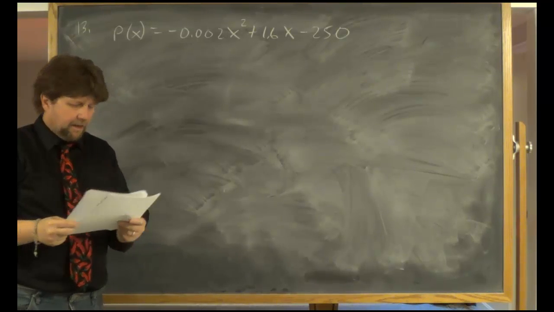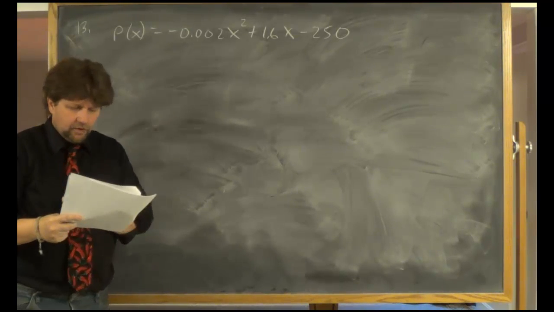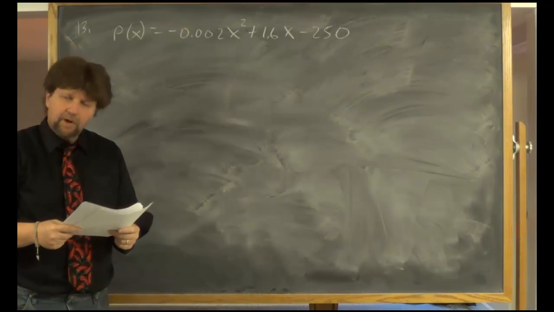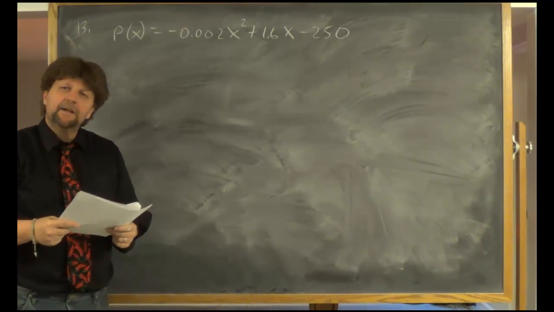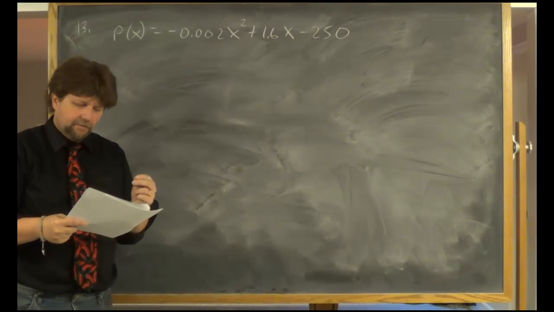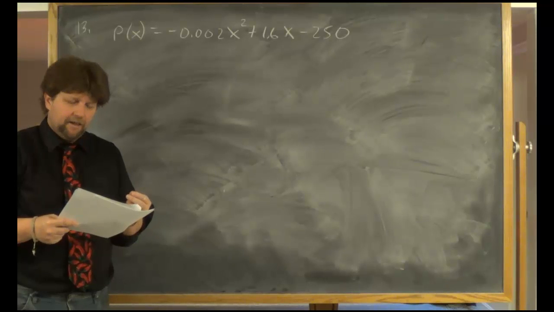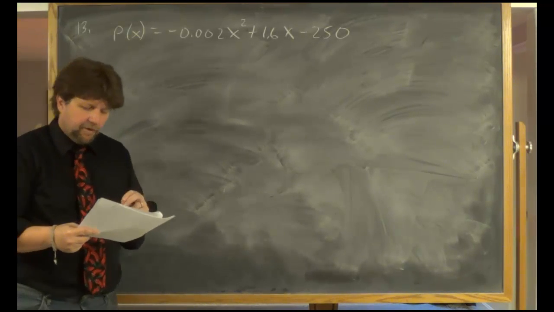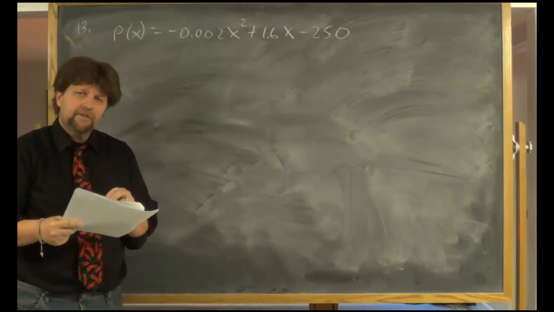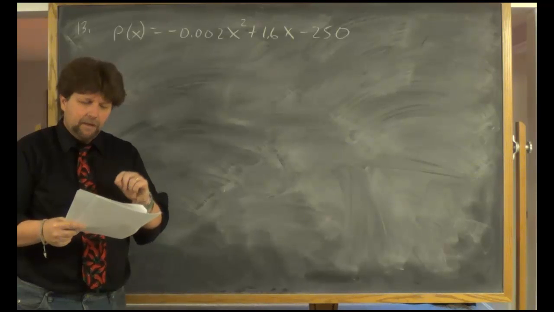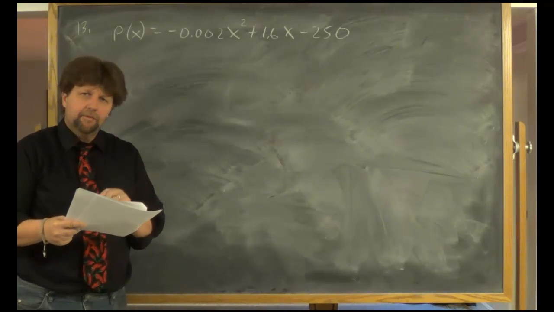You're given a profit function. You're told that's the daily profit that a vendor receives from selling some pretzels. X is the number of pretzels that's being baked, and then P of X represents the daily profit in dollars. Part A, find the number of pretzels that must be baked and sold to maximize profit. And then part B, what is the maximum profit?